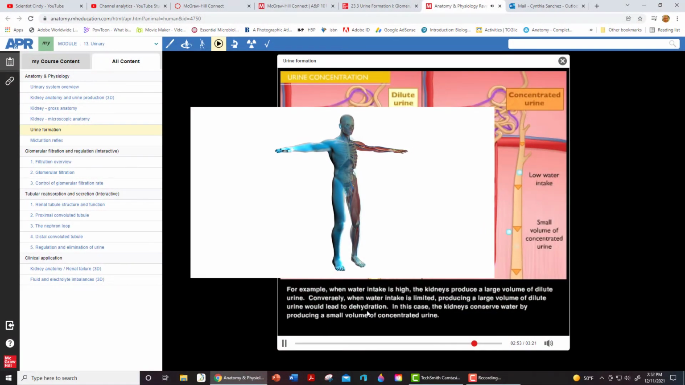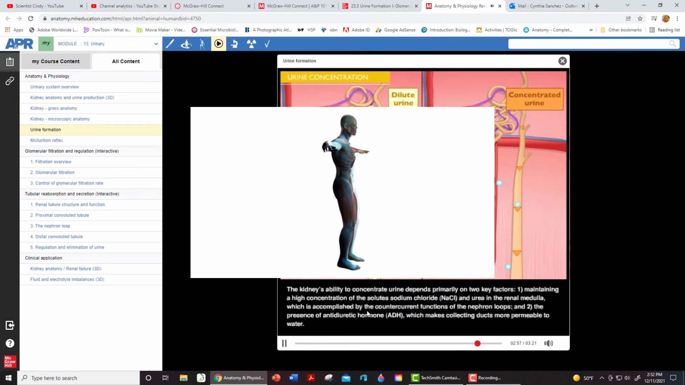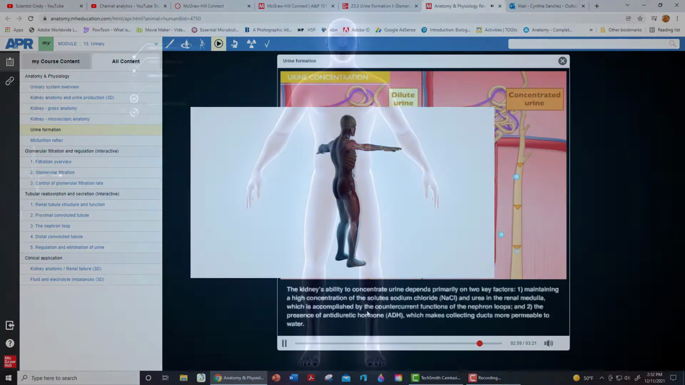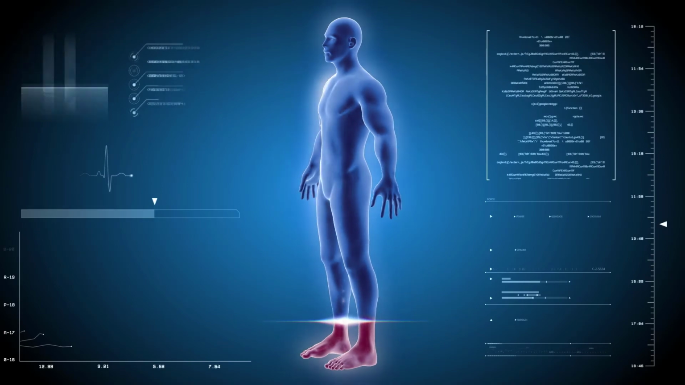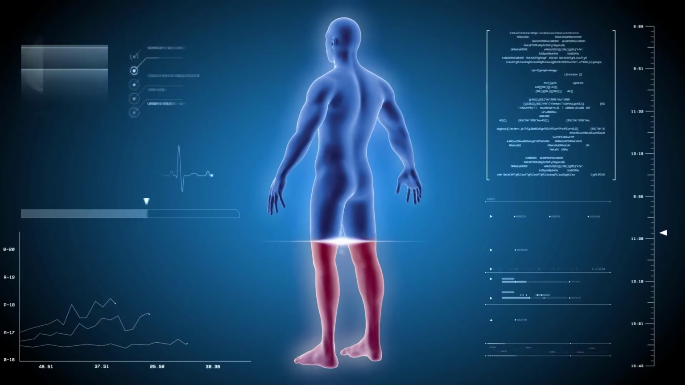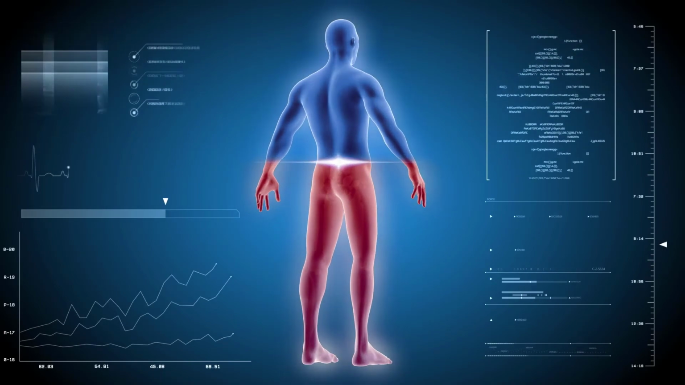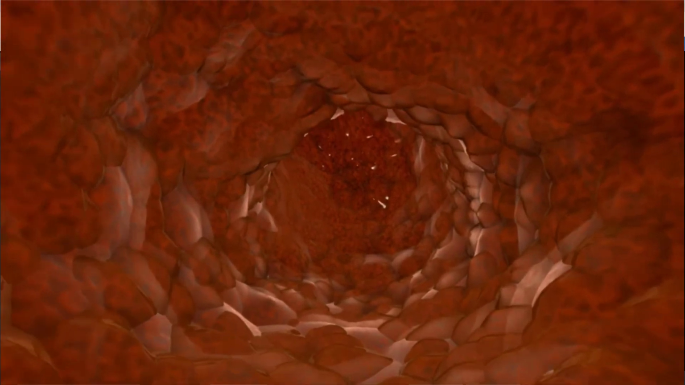The kidney's ability to concentrate urine depends primarily on 2 key factors. 1. Maintaining a high concentration of the solutes sodium chloride and urea in the renal medulla, which is accomplished by the countercurrent functions of the nephron loops. And 2. The presence of antidiuretic hormone, or ADH, which makes the collecting ducts more permeable to water.